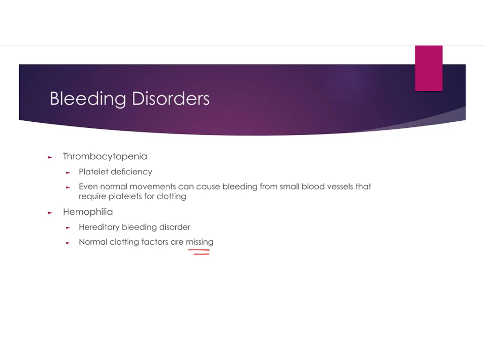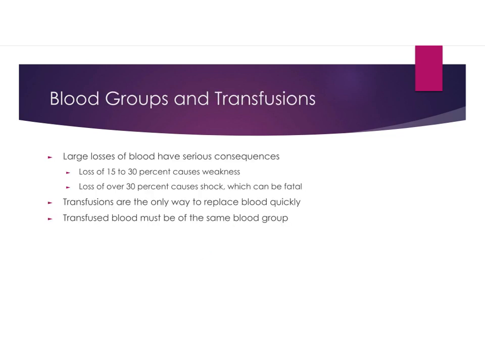from small cuts. If you lose too much blood, that can have very serious consequences. If you lose 15 to 30% of your blood, that can cause weakness. And if you lose over 30% of your blood, that can cause shock, which can be fatal. The only way to replace blood quickly is through a transfusion. Transfusions have to be the same blood type as the person who is receiving the blood. Otherwise, they can have a catastrophic immune response. We'll talk about blood groups in the next lecture.